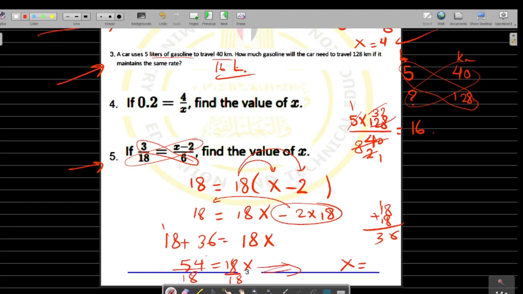So x here, divide by 9 equal 2, divide by 9 equal 6, divide by 18 equal 2, divide by 18 equal 3. So x here equal 3.